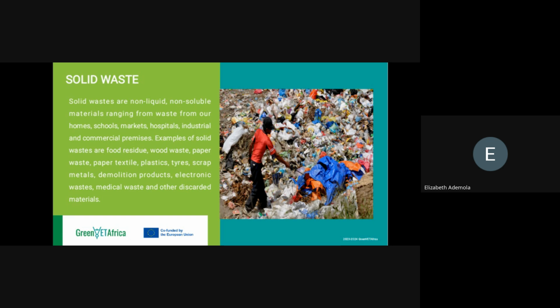Okay, let's continue. So we have food residue, we have food waste, paper, textile, plastics, tires, scrap metals, and so on and so forth. I'm sure if you look around you, there are a lot of examples of solid waste that you can come up with. Ranging from the food we eat, sometimes the clothes we wear, the books we use and everything. So it's very, very important to manage solid waste. If not, they will begin to attract different kinds of animals and rodents. These things breed diseases. So it's very important to manage our solid waste.